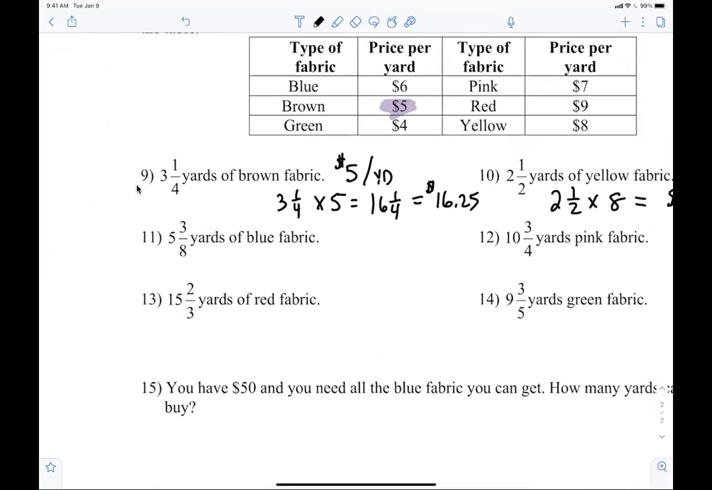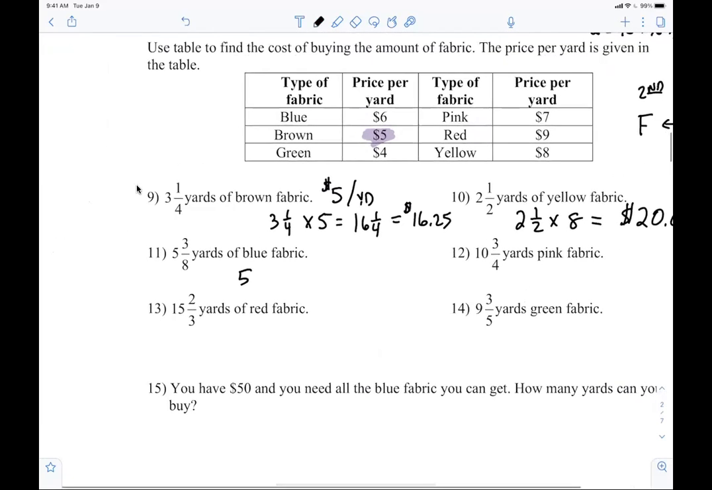What am I doing? 5 3/8, blue is $6. That is correct. So it was 32 1/4, right? But then you automatically knew. That's very good, buddy. So $32. Did anybody else get $32.25? Got that? Okay, good. All right, so let's go.